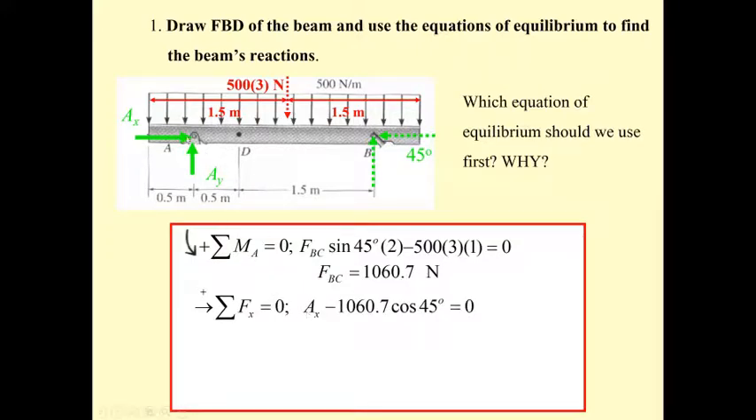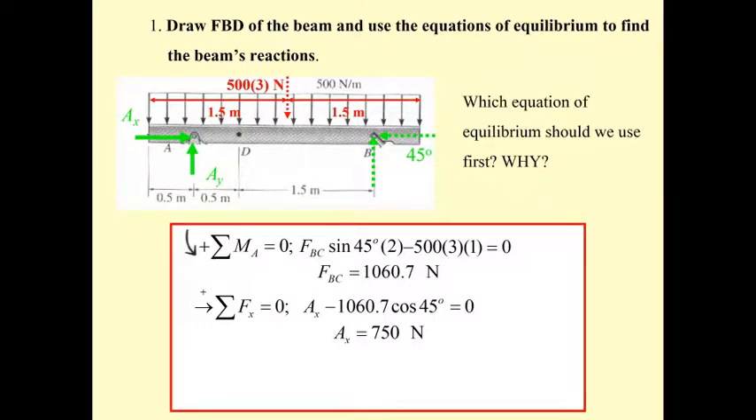And then summation of F sub x equal to 0, so you get A sub x. A sub x is positive to the right. So this one, F sub BC cosine 45 degrees, is going to be put on the left, so it's negative. So you get A sub x of 750 Newton.